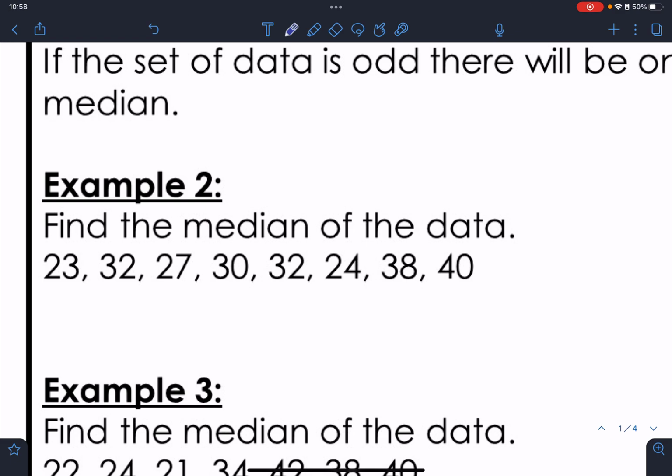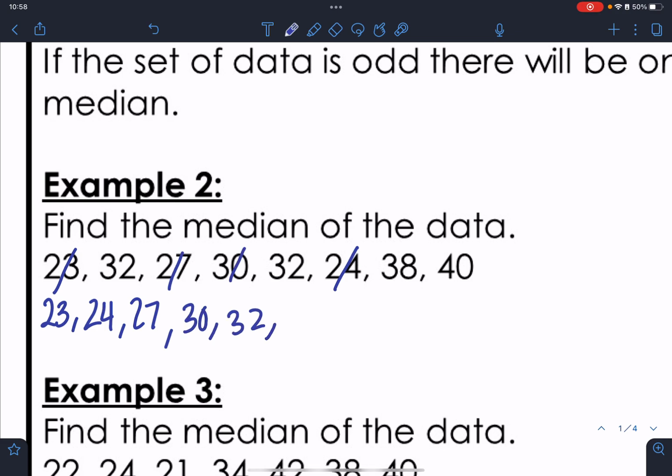So I'm going to cross out the numbers as I rewrite them. So the smallest is 23, and then the next one would be 24, then 27, 30, 32, another 32, 38, and then 40. So those are going to be all of my numbers in order, okay?